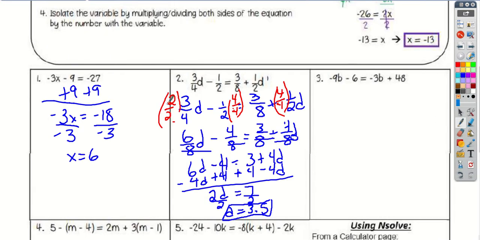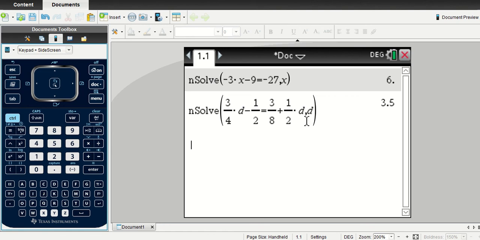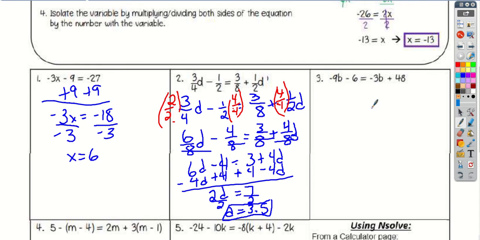Okay, so we finished up with this one. So the first thing we did was we multiplied the first fraction by 4 over 4, then 2 over 2. We kept the third one the same, and then times 4 for the last one. So we ended up with 6 over 8, d minus 4/8 equals 3 over 8 plus 4 over 8, d. And then we dropped the 8 out from all the denominators and got 6d minus 4 equals 3 plus 4d. And then we moved the 4d over, added the 4, and we ended up with d equals 3.5. So if you do check it, we type it in with the d's, comma, d there for our nsolve, and we do get 3.5, and we're good to go.